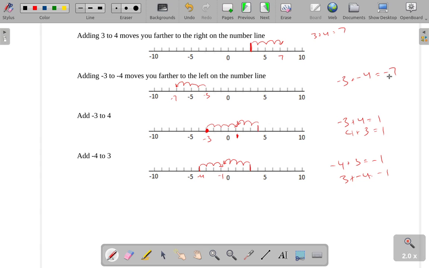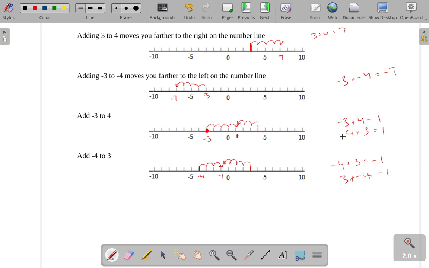So it turns out the rules for addition, if the two have the same sign, so if they're both positive or if they're both negative, you get farther in whatever direction you were going. So if they're both positive, you get more positive. If they're both negative, you get more negative. You can see 3 plus 4 is 7, negative 3 and negative 4 is negative 7.